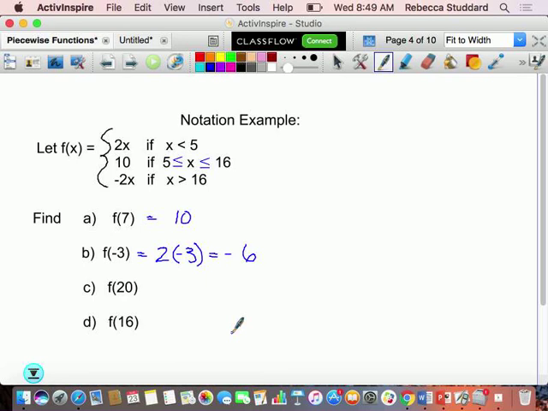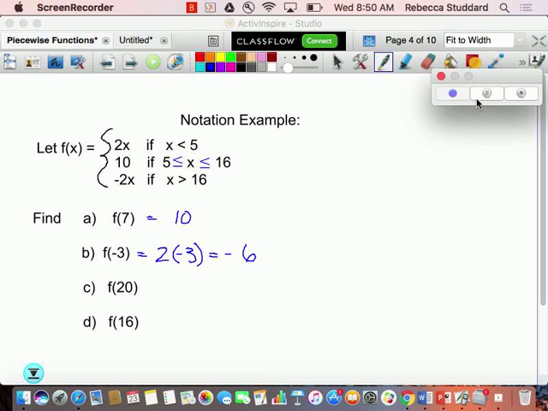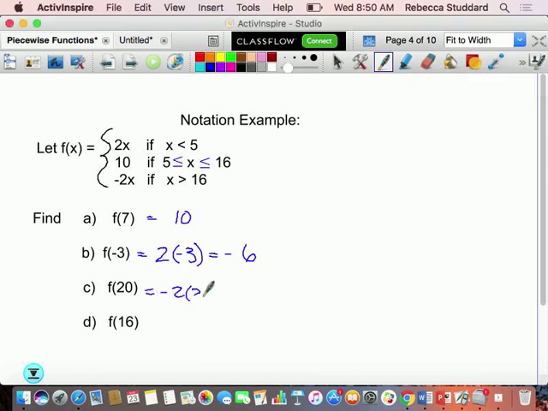Okay, you try C and D. 20 is greater than 16, and so we use the function -2 times x. We plug in 20 for x, and we get -40. And then on the last one, 16. Now you got to be careful. This is greater than 16. Equal to 16 is here, so it is 10.